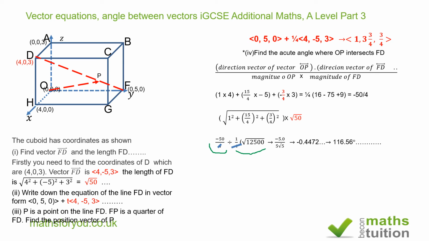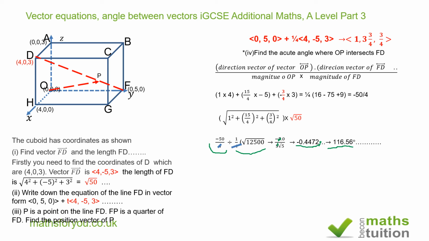Okay, and when you remove the square root sign there, 125 times 100, and the square root of 100 is 10. Now if you divide 50 by 10, you get 5.0. Now this 5 will go. So now I've got 1 over the square root of 5, and minus 1 divided by the square root of 5 will give us minus 0.4472, and that's the cosine of the angle.